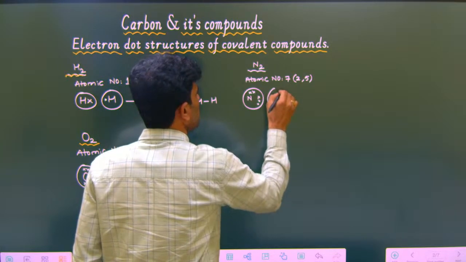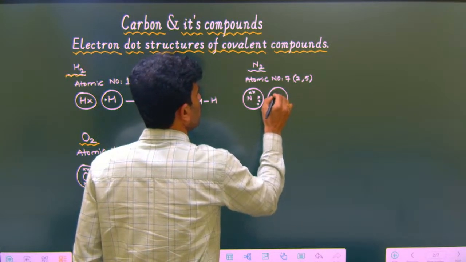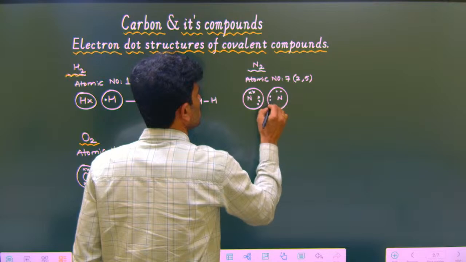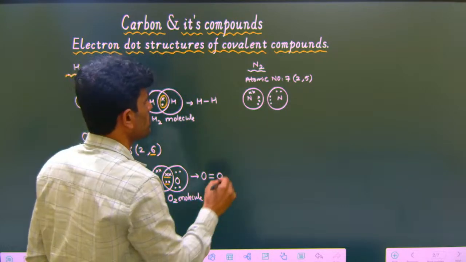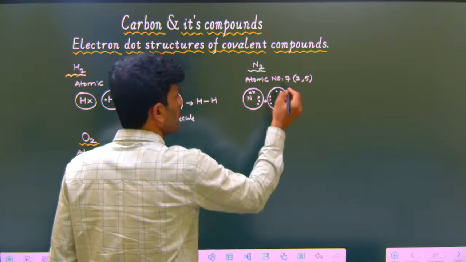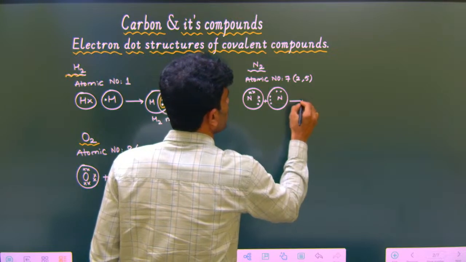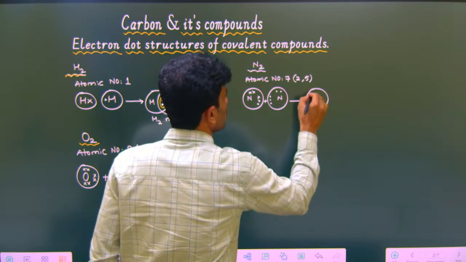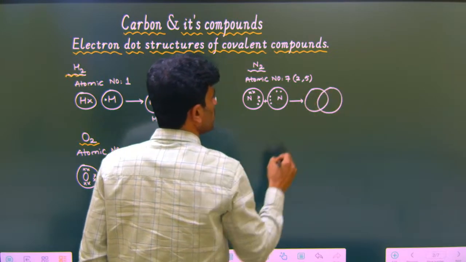Second nitrogen will have 5 electrons in its outermost shell. So this is what it looks like before formation of the bond. Then after formation of the molecule, it will be there like this.